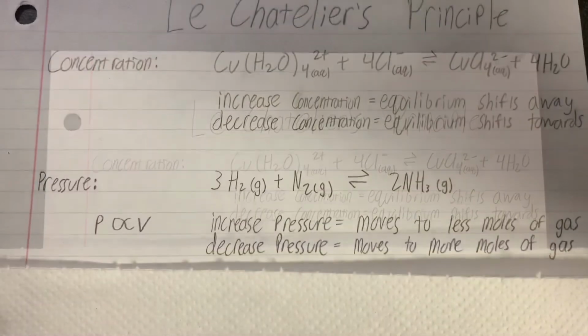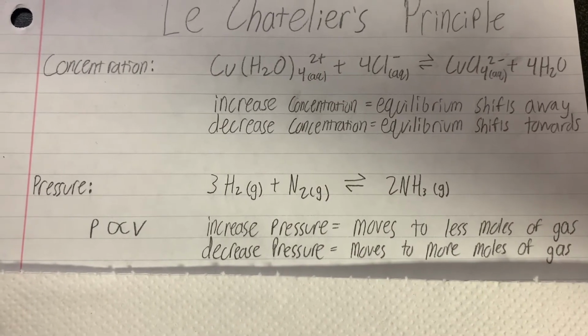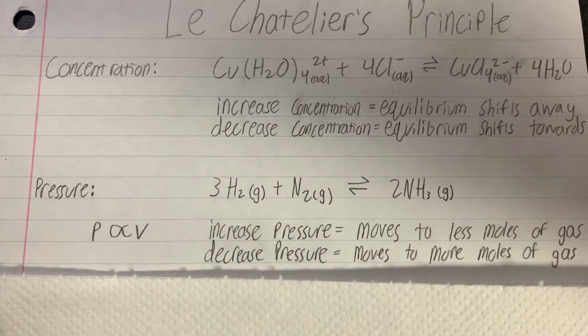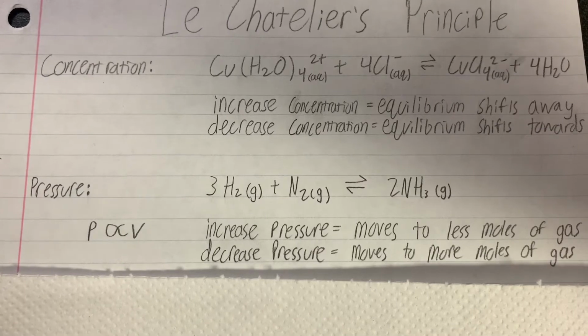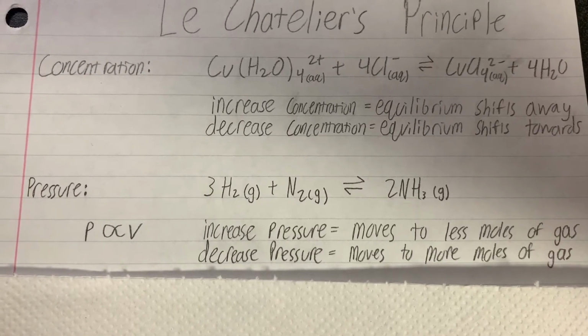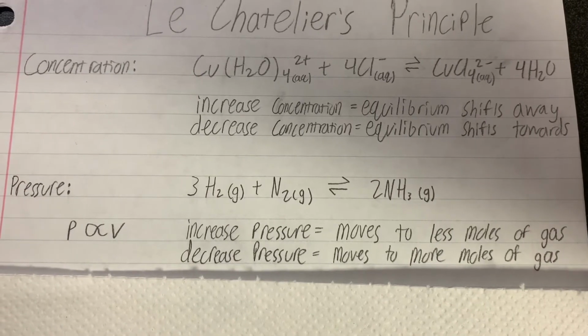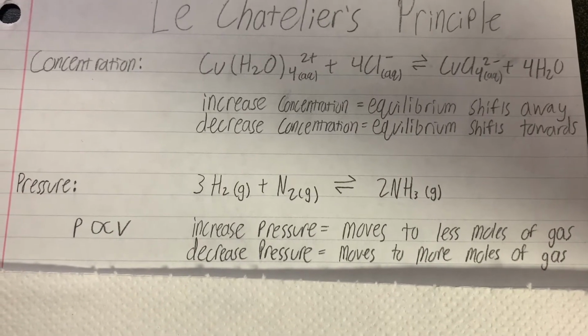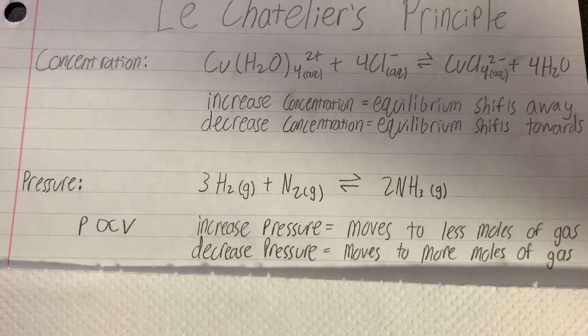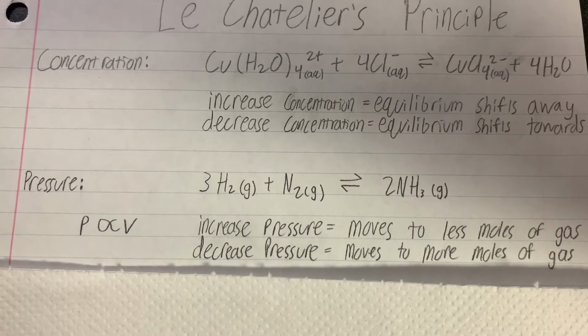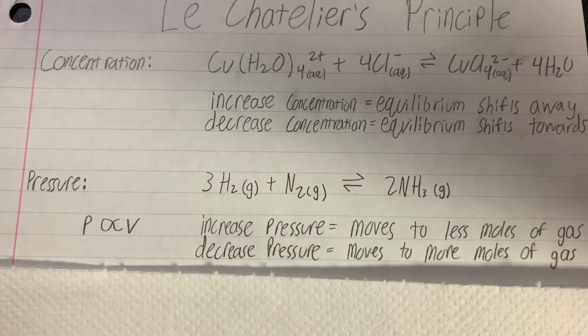to the right. Another factor that can shift the equilibrium is pressure. So if you increase the pressure, then the equilibrium will move towards the side with less moles of the gas. And if you decrease the pressure, it'll move to the side with more moles of the gas. So it's also important to recognize that pressure has an inverse relationship to volume.